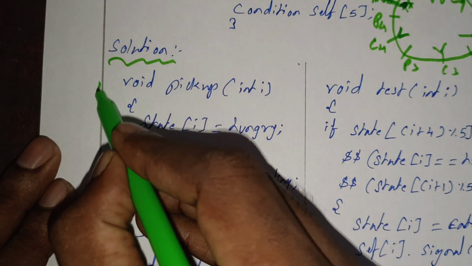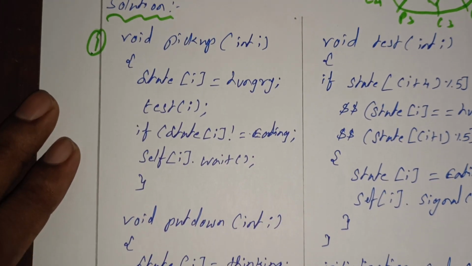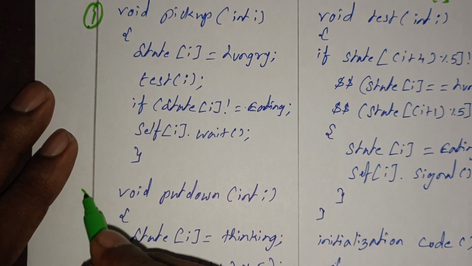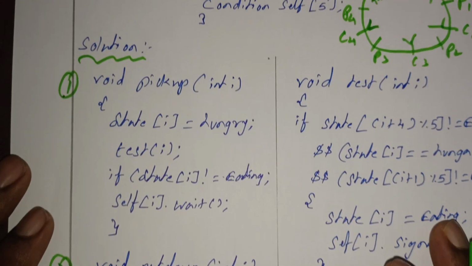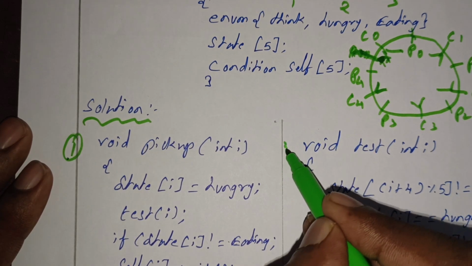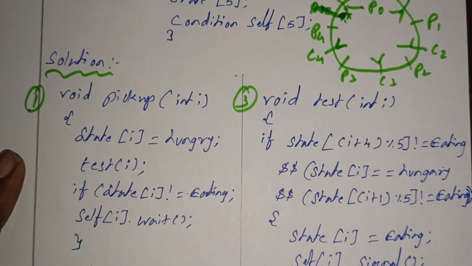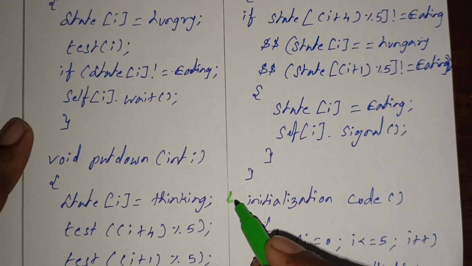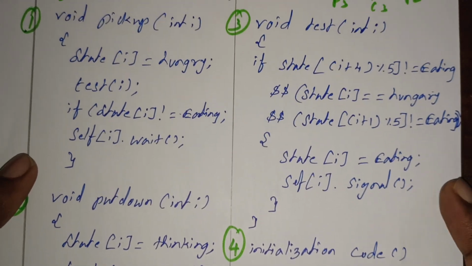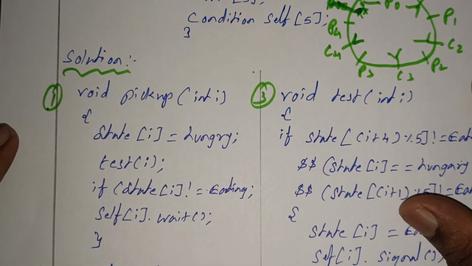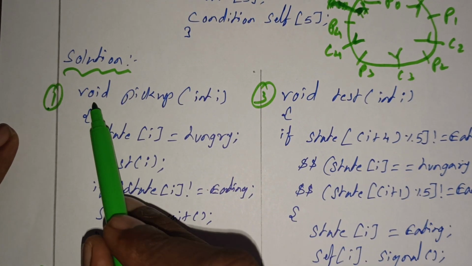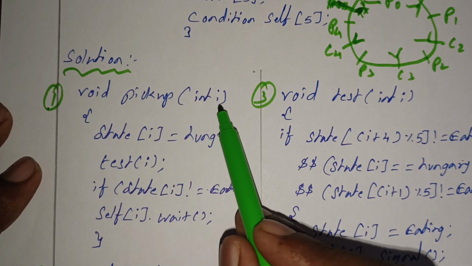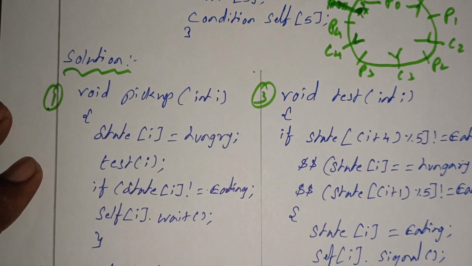Here I have divided this algorithm into 4 parts. Number 1 is pickup, number 2 is putdown, that is dropping, number 3 is to test whether the chopsticks are available or not, and number 4 is for initialization of the code. Let's check how this solution works. Now listen, why pickup int i? I will initially always start with philosopher number 0, so i will initially always be 0.